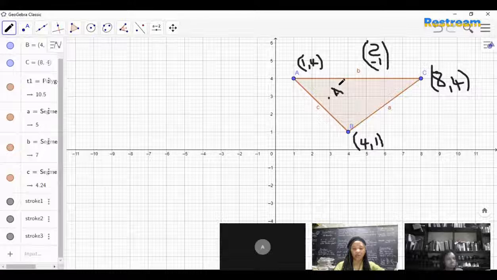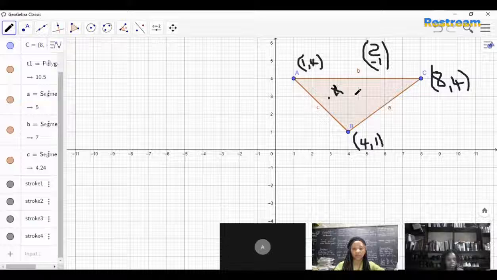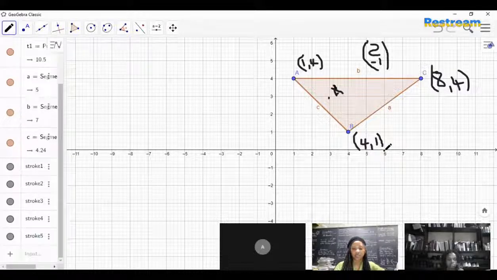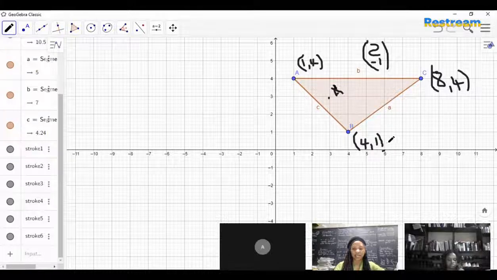And where would the image of B be now? It will be 6, 0. So 4 plus 2 is 6. So it's 6, 0, which is right here on the x-axis. So that's this one, B prime.